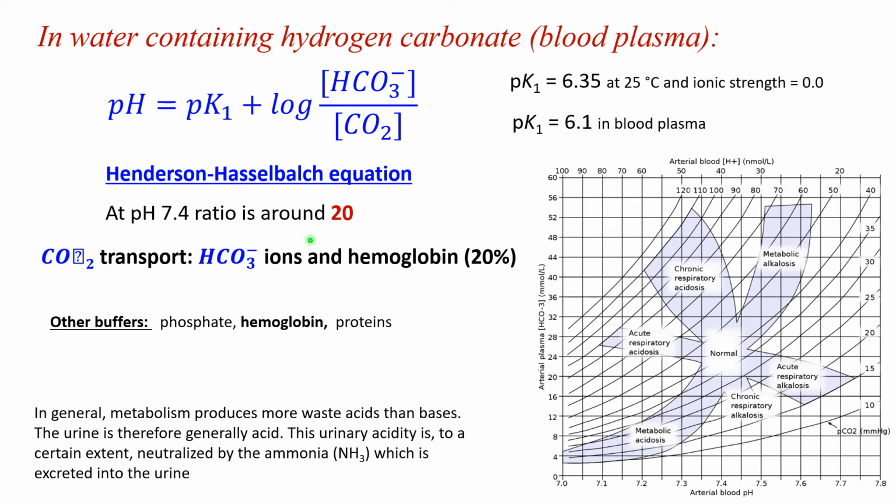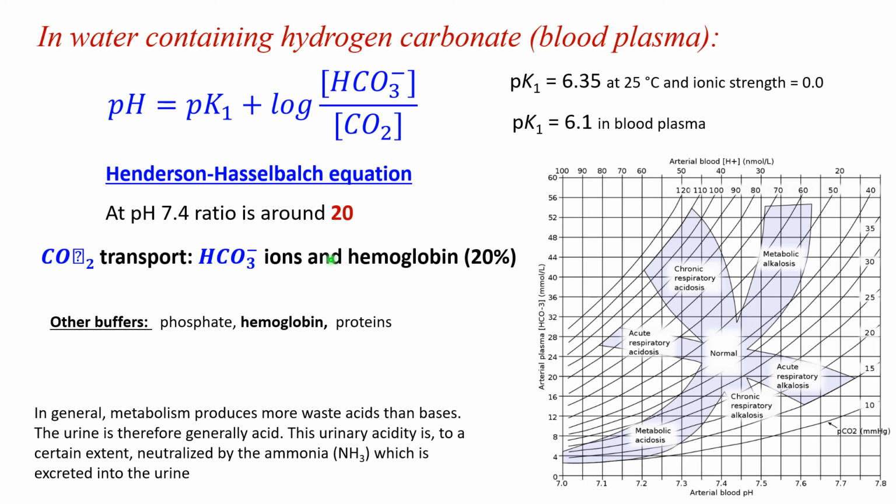Now pH of blood plasma is around 7.4, which when we solve this equation will give you ratio of 20. So 20 times larger concentration of hydrogen carbonate than CO2. Hydrogen carbonate is responsible for CO2 transport from cells through blood to your lungs.